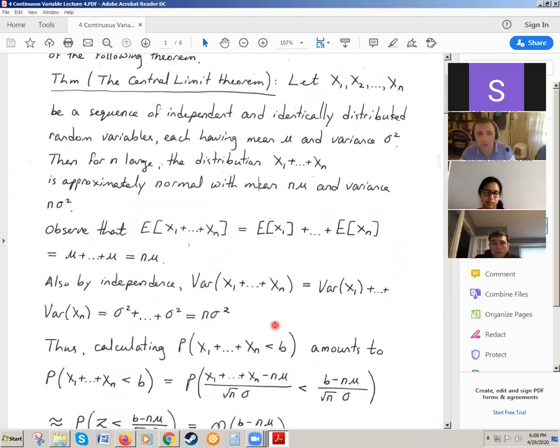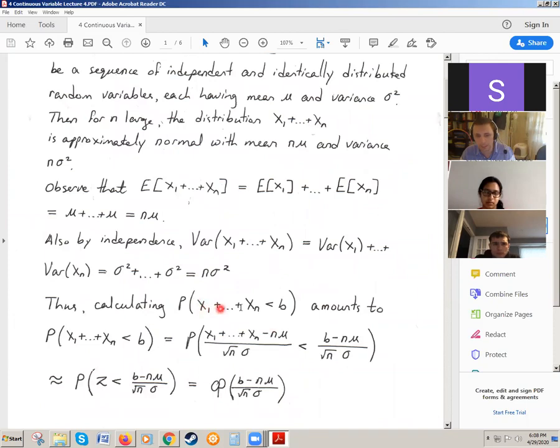And so when you want to calculate the probability that x1 all the way to xn add up to a number less than b, that amounts to calculating the probability that a z-score is less than b minus n mu divided by root n sigma, okay? That's all it is. You think of x1 through xn essentially as a normal distribution, and if it's essentially a normal distribution, you can make it into a standard normal distribution. Sounds understandable? Let's try a few examples, if so.